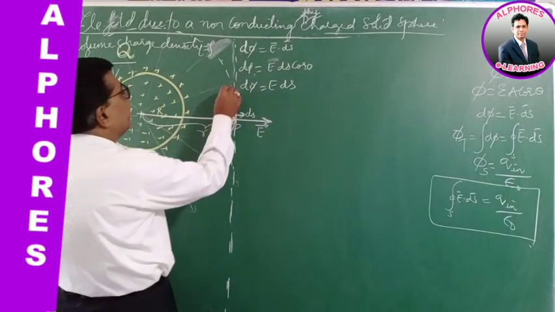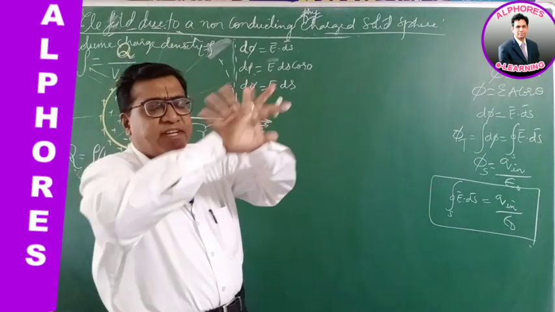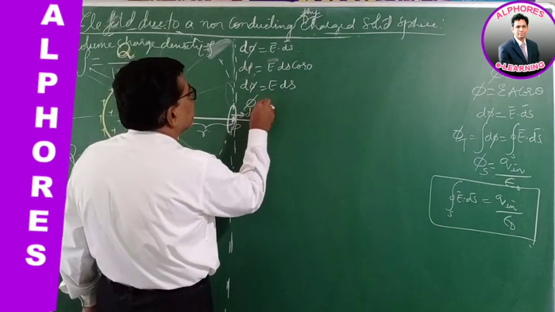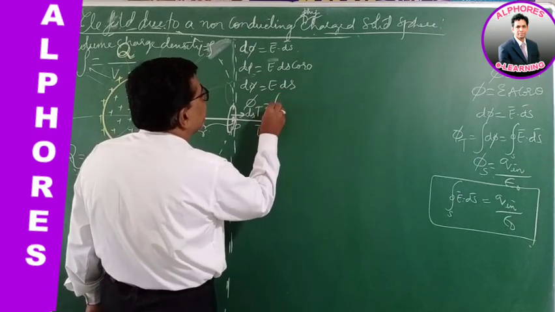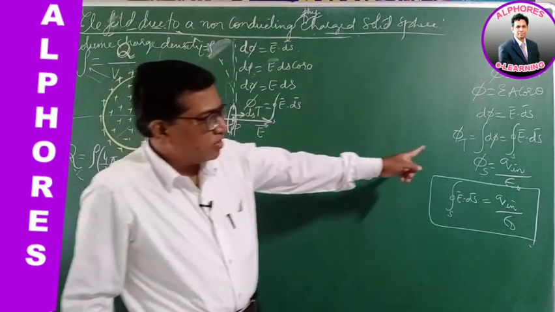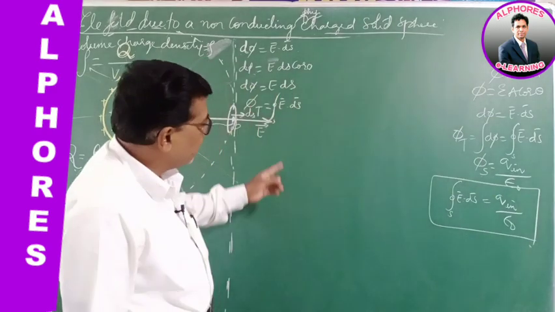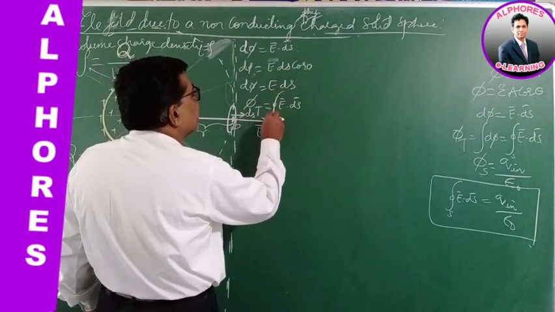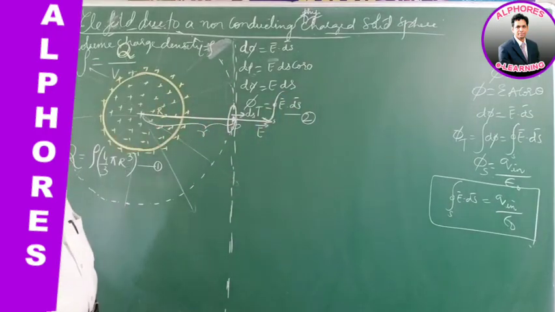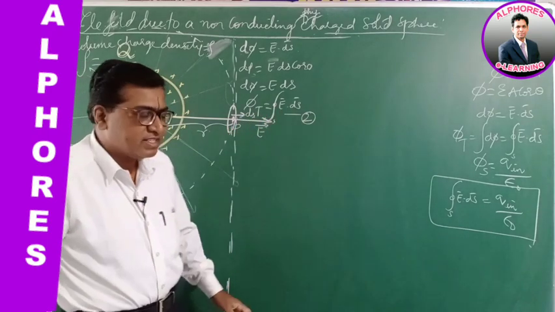Now, if I imagine such area elements throughout the Gaussian surface, completely over the Gaussian surface, the total flux through the Gaussian surface is the surface integral of E dot ds, right? So the total flux through the enclosed Gaussian surface is the surface integral of E dot ds. This is equation 2.